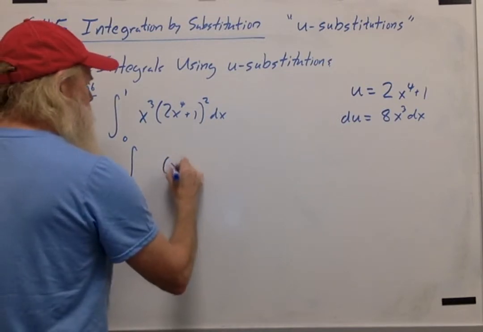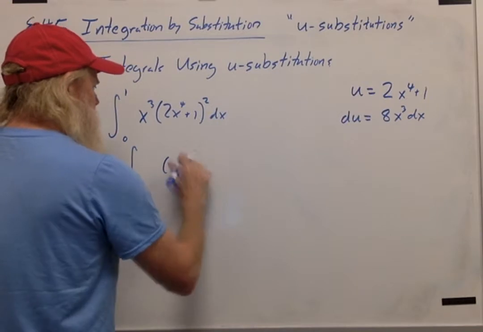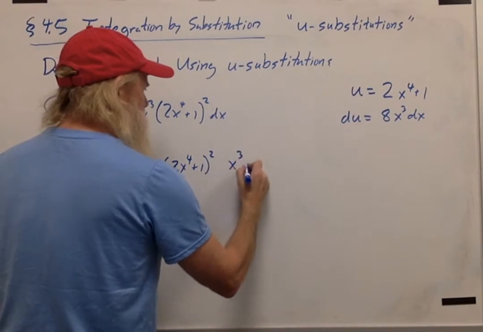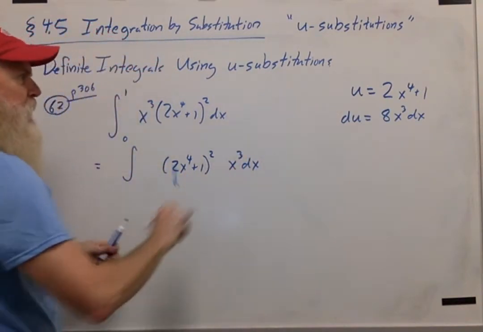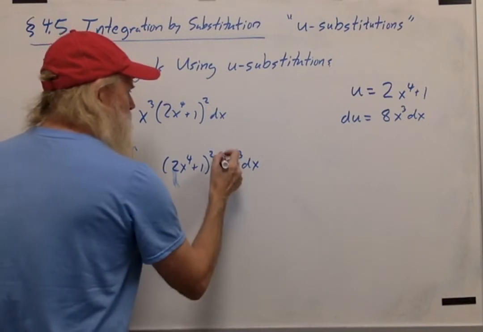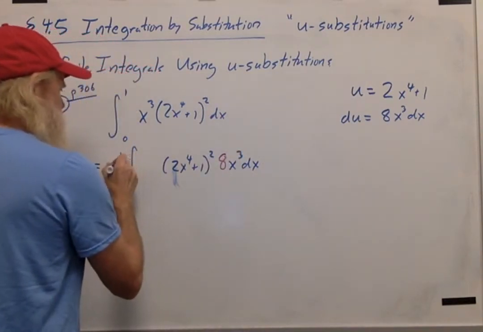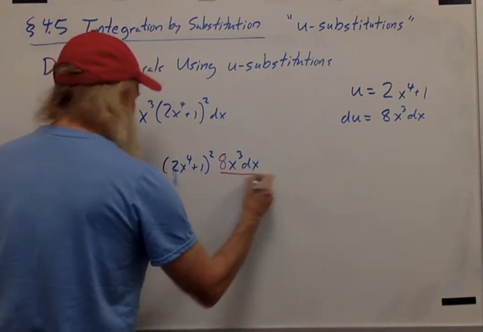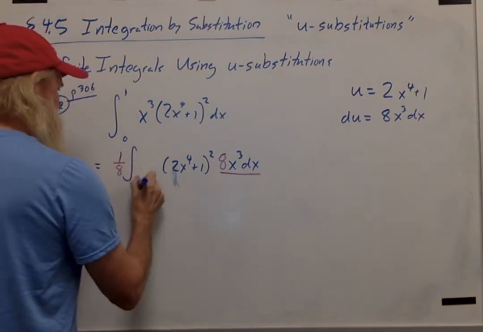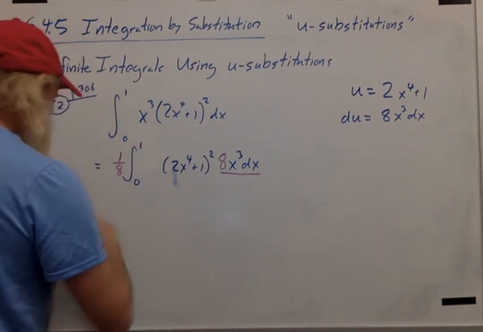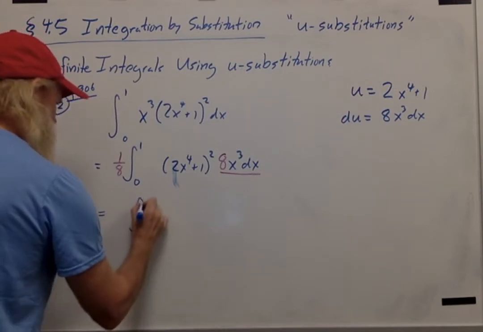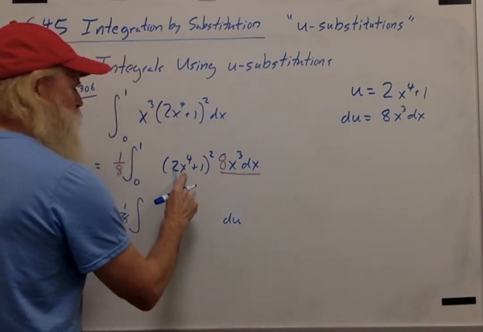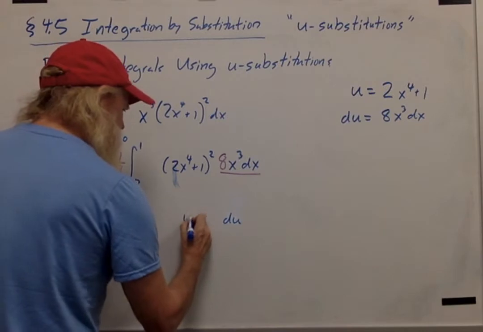I'll move the x cubed over with the dx. And in order to get the 8 in front of the x cubed, I'll multiply and divide by 8. So, making our substitutions, the 8x cubed dx becomes du. The 2x to the fourth plus 1 squared becomes u squared.